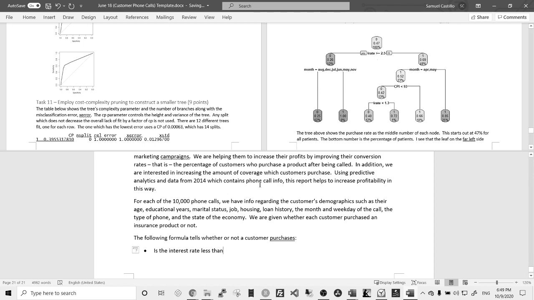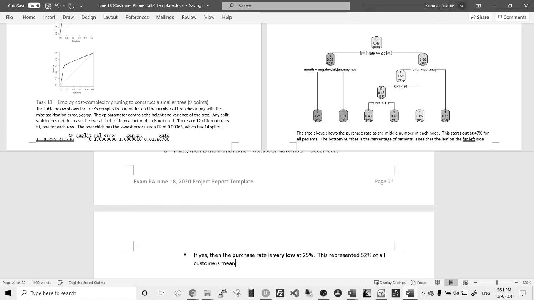So is the interest rate above 2.5%? If yes, then is the month June through August or November through December? If yes, then the purchase rate is very high. Let's make that bold. At, I'm sorry, not very high, very low, at 25%. This represented 52% of all customers, meaning that when the interest rates are high or during the summer, ABC should not spend their resources on calling customers.